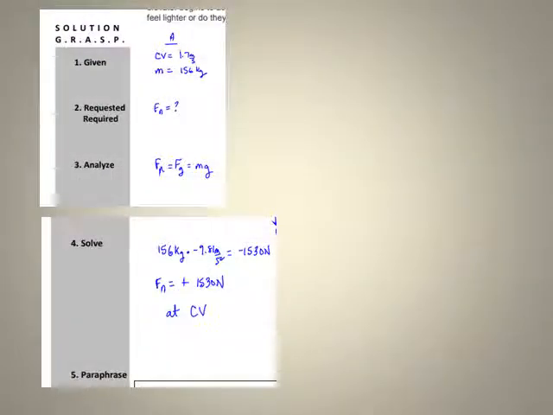Okay, so here is the solution for part A, where they're moving at constant velocity. Here are my knowns. Constant velocity, so that is the velocity. Here's the combined mass. Looking for the normal force.